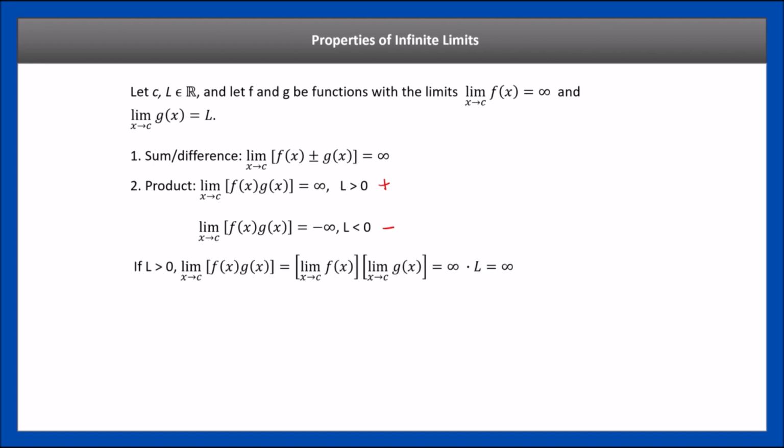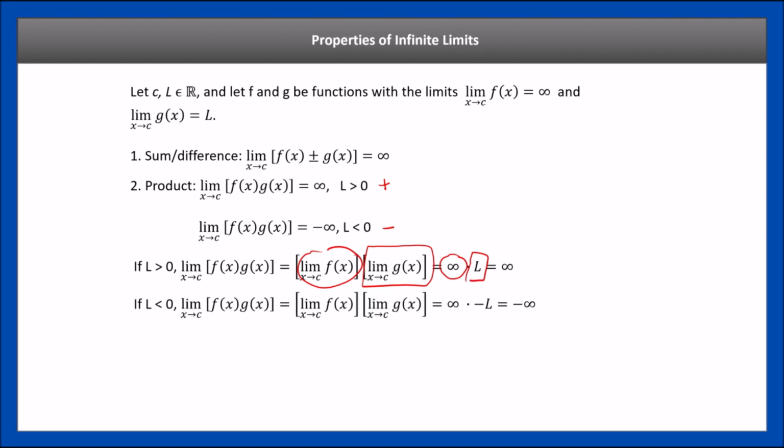So again, if L is positive, or greater than 0, then when I take the product, I can split the limit into two and realize that this is infinity and that this is L. And as long as L is a positive number, I get positive infinity. But if I repeat this with L negative, then I get negative infinity. A positive number times a negative is a negative.